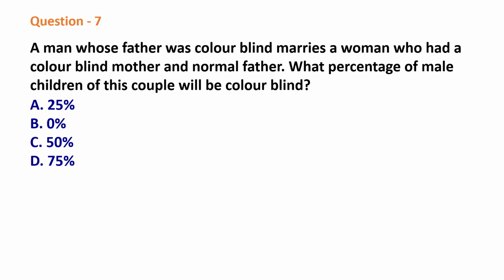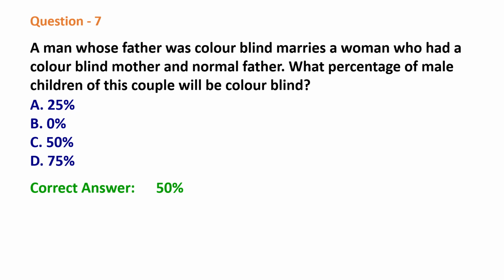So here the options given are 25%, 0%, 50% and 75%. Let's look at the correct answer, 50%. Let's look at the scenario of the man here. Here, the man's genotype is not given. Instead, his father's genotype is being mentioned, that the father is colorblind.